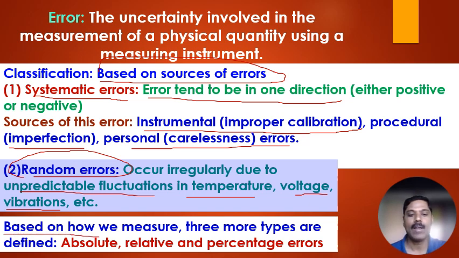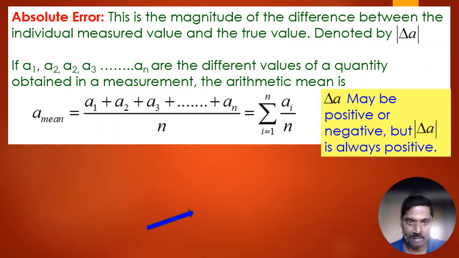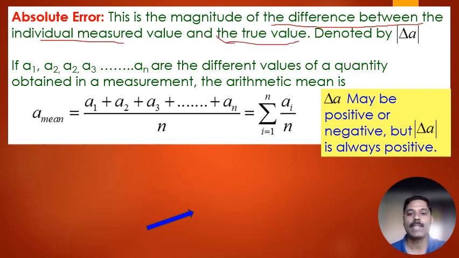Further, based on how we measure, three more types of errors are defined. One is known as absolute error, the second one is relative error, and the third one is percentage error. Absolute error is the magnitude of the difference between the individual measured value and the true value. Now we need to understand what is the true value. This is clear about the individual measured value. The value that we measure using an instrument is the individual measured value.